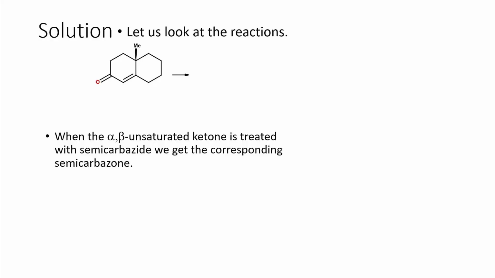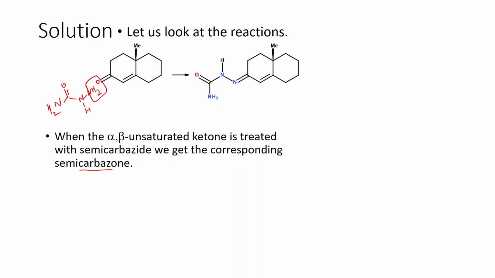So we have an alpha beta unsaturated system that is treated with semicarbazide. Treating the alpha beta unsaturated system with semicarbazide gives the semicarbazone. As I mentioned, if we have to write the structure of semicarbazide, this is the amide, and then you have the NH and then NH2. So this H2 and O, they both are gone as a water molecule.